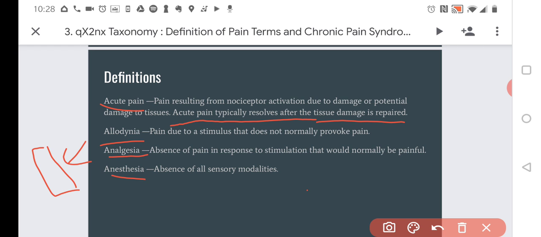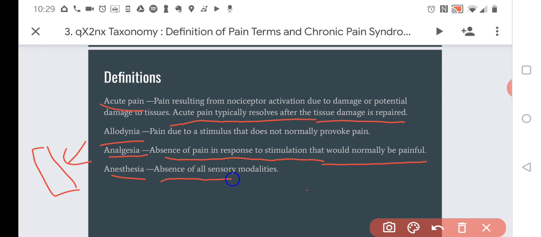This is allodynia. Analgesia is the absence of pain in response to stimulation that would normally be painful. So it's something opposite, yes? So when we administer analgesia, the patient would not feel any pain, yes? So it's extremely important in case of surgery, for example, yes?